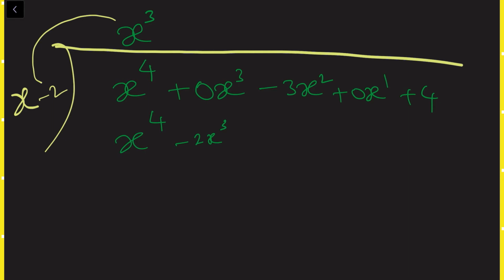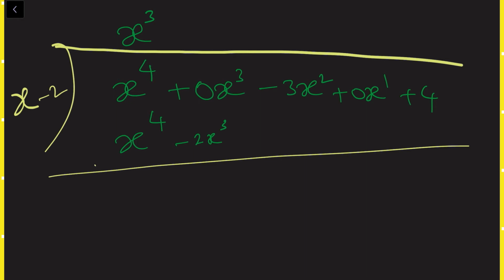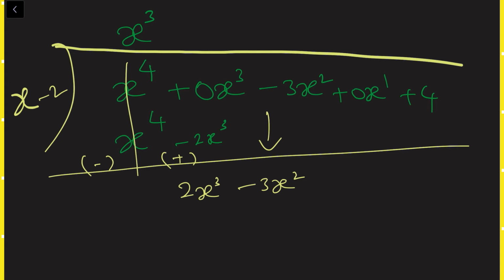Now we need to do the subtraction. So plus x power 4 will become minus x power 4, minus 2x cube will become plus 2x cube. These two cancel. 0x cube plus 2x cube, 2x cube. Now drop the remaining, otherwise 1 by 1, it's up to your wish. I am dropping 1 by 1 now. Again, here first term is x, here first term is 2x cube. X should be multiplied by which number? So we will get 2x cube as answer.